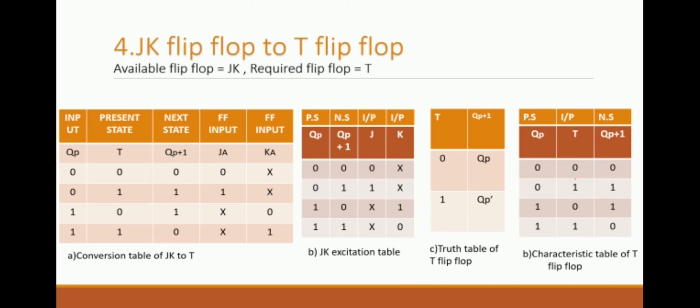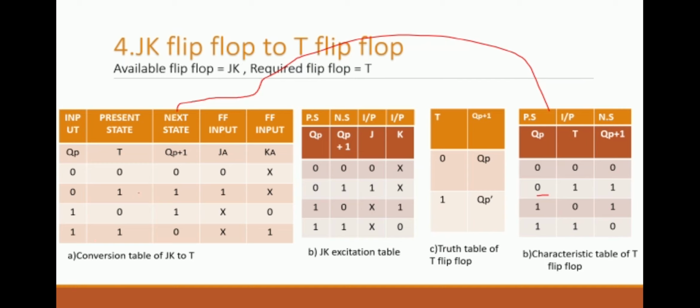When T is equal to 0, next state is equal to present state, that is 0. When T is equal to 1, next state is equal to the complement of its present state, that is complement of 0 is 1. For 0, it is 1, for 1 it is 0. For the conversion table of JK to T, we simply move this characteristic table into the conversion table.